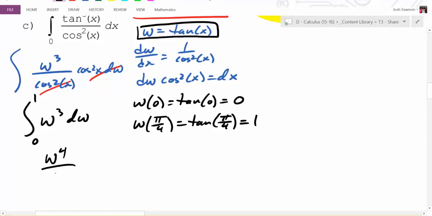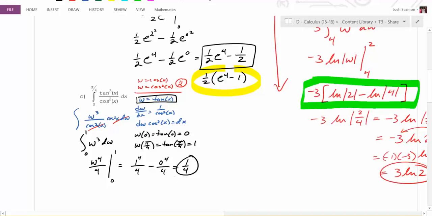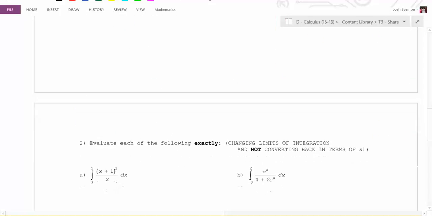W to the 4th over 4, from what to what? 0 to 1. So that's going to be 1 to the 4th over 4 minus 0 to the 4th over 4, which is 1/4. Once you find the proper W, it should go pretty nicely. You're looking for that cancellation. You're looking for that simplification. That's what you're looking for.